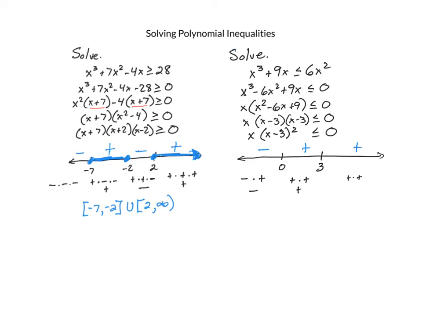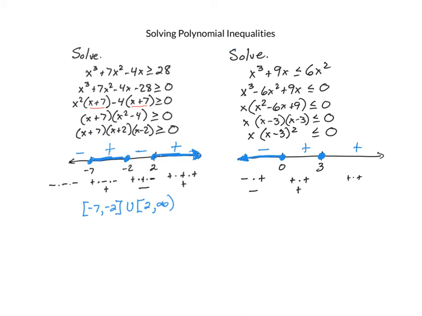And we're looking to see where this product is negative or equal to 0. So again, I'm going to include the endpoints, the 0 and the 3, because they make that product equal to 0. And we want to know where the product is less than 0. That means where it's negative. So right here, the number is to the left of 0.